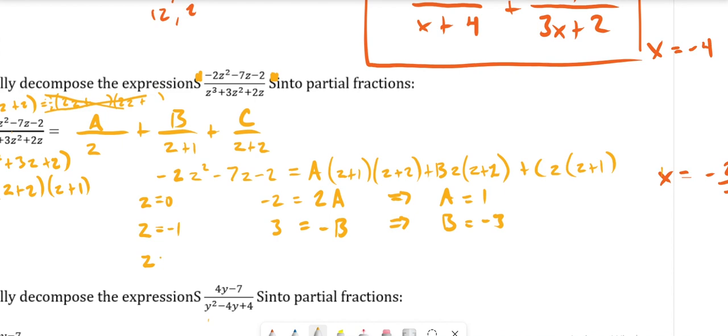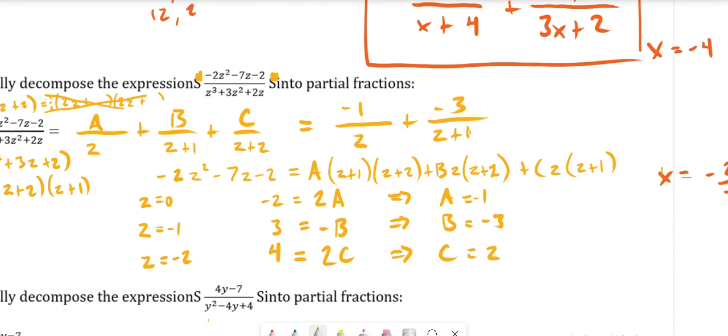And finally, if I plug in z is equal to minus 2, over here, I'm going to get 4. And for my c term, I'll have 2c. And so we find that c will be equal to positive 2. I'll record these things above in my partial fraction decomposition, which will give me negative 1 over z plus negative 3 over z plus 1 plus 2 over z plus 2.